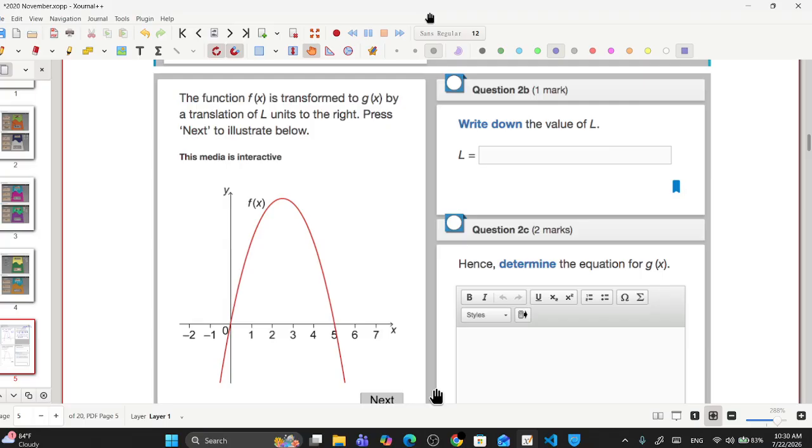Hence, determine the equation for g of x. This is the line of g of x, and you are supposed to determine the equation. What do I mean by determining the equation? It means to essentially factorize it and tell me how would you solve this equation.